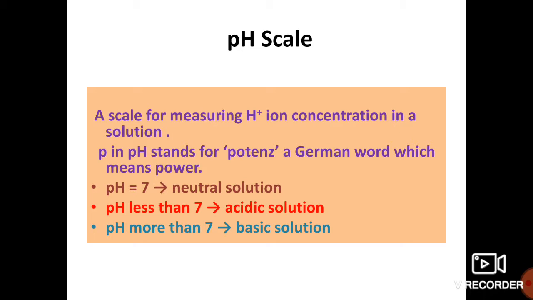Next is the pH scale. A scale for measuring H plus ion concentration in a solution. P in pH stands for potenz, a German word which means power. pH equal to 7 is a neutral solution. When pH is less than 7, it is an acidic solution. pH more than 7 means it is a basic solution.